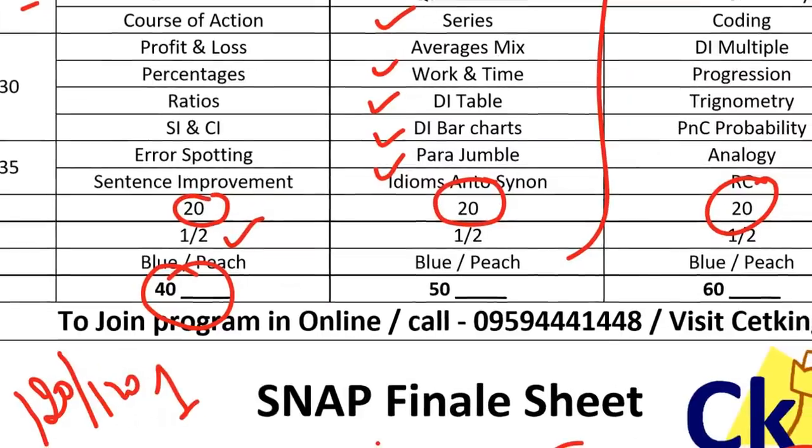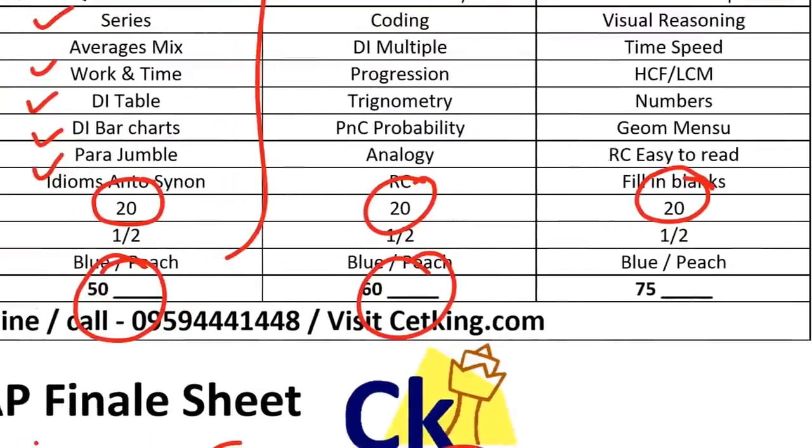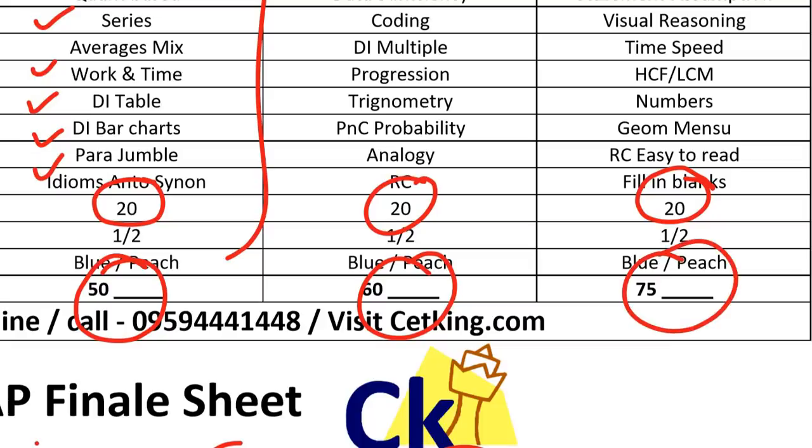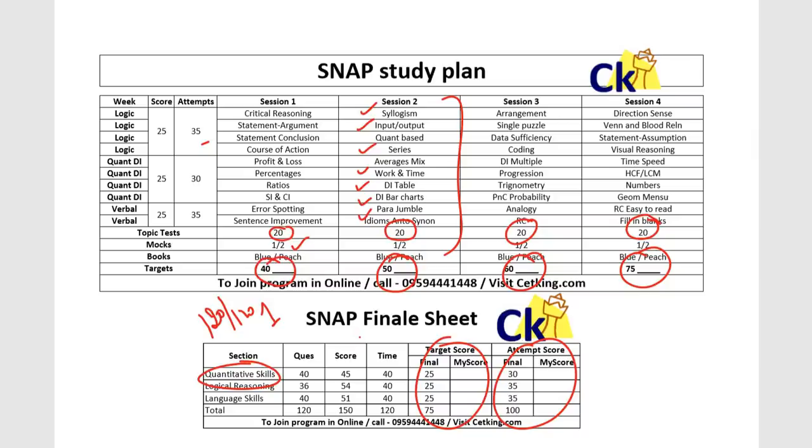Target score 40. The first target is 40, then we move the target to 50, then to 60, and then to 75. That's how we gradually improve the targets with every session. So if you're scoring 40 now, or even 35, it's no problem, because we are going to improve.